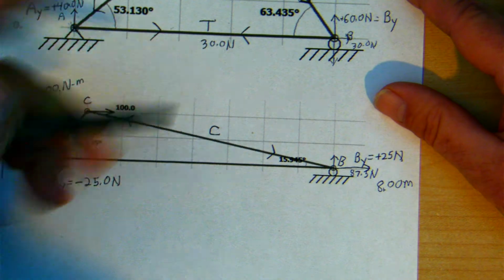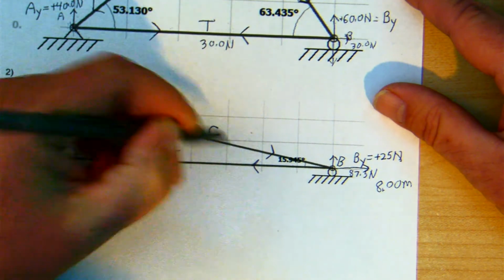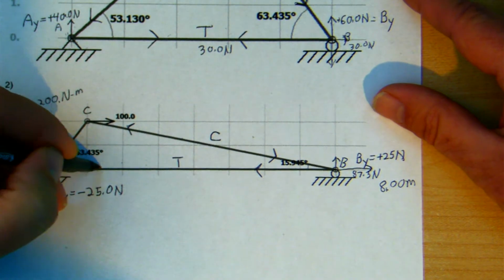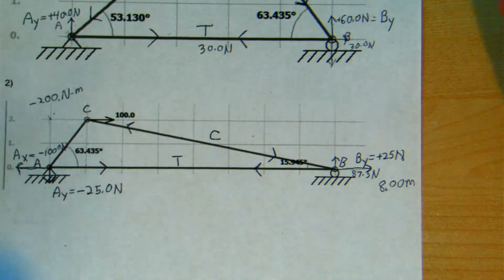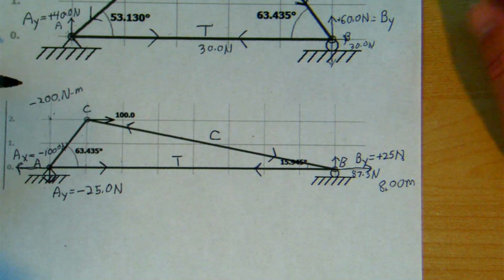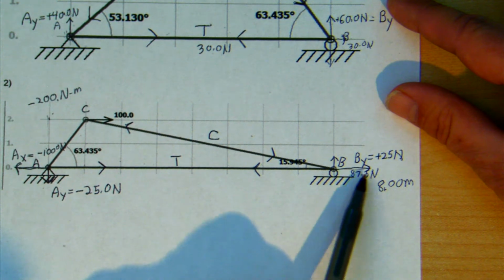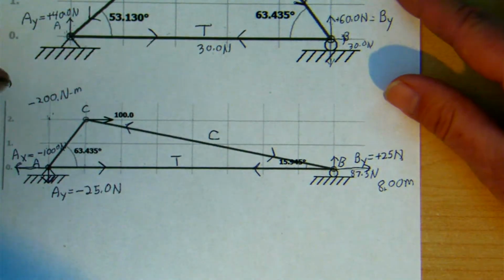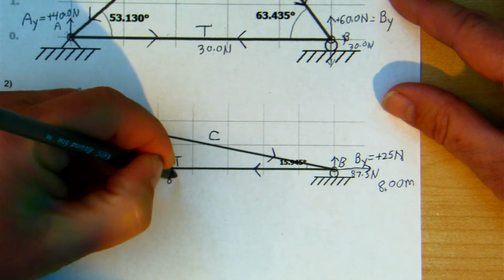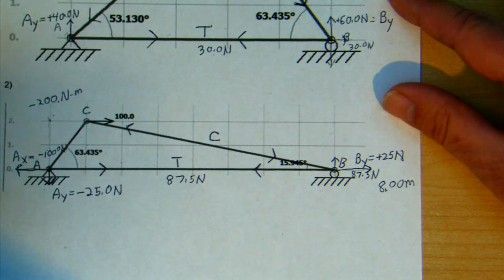So AB must be under tension because it's pulling B to the left, it's pulling A to the right. It's pulling these 2 points towards each other. And that tension must cancel the 87.5 newtons that BC is pushing B to the right. So the tension must be 87.5 newtons of tension.